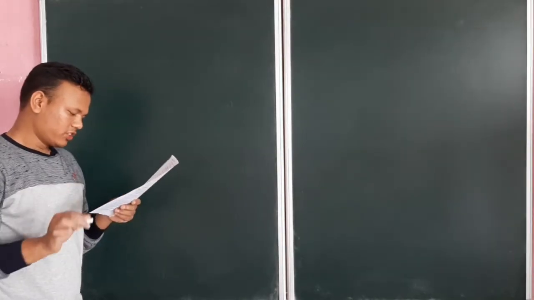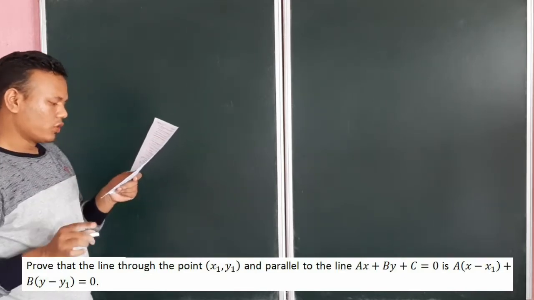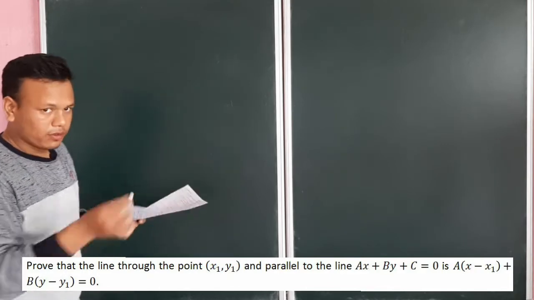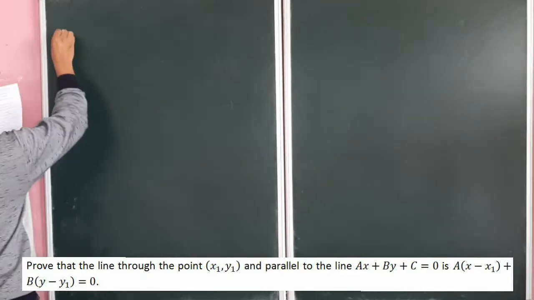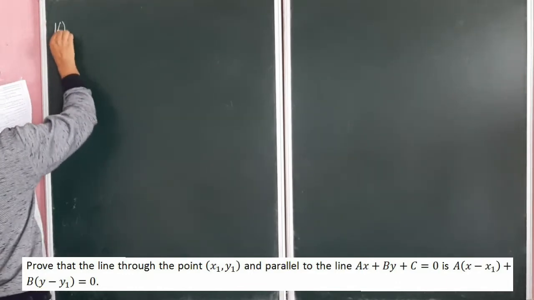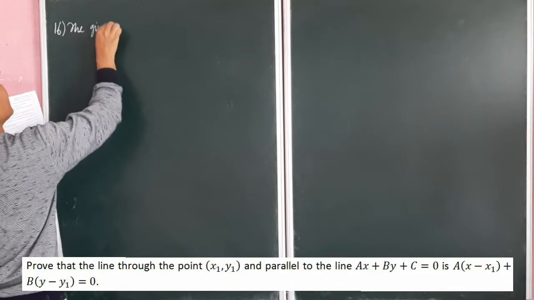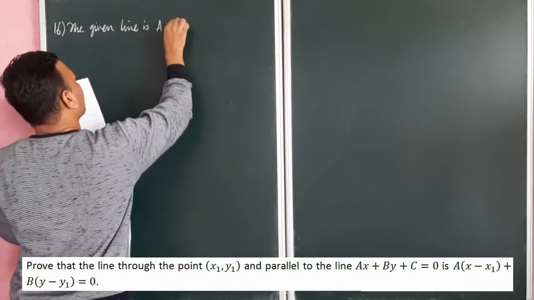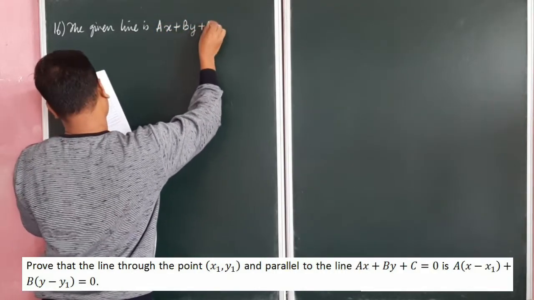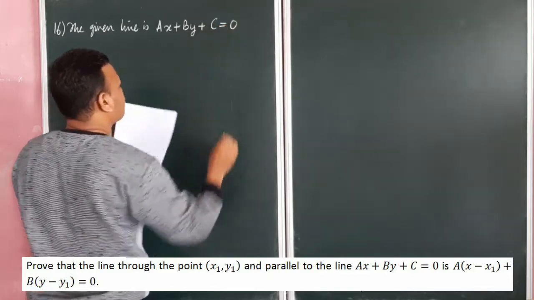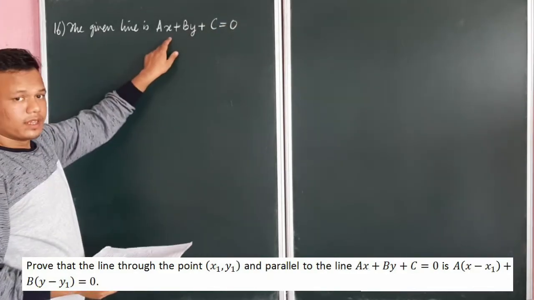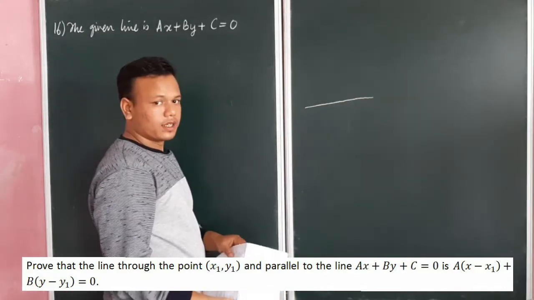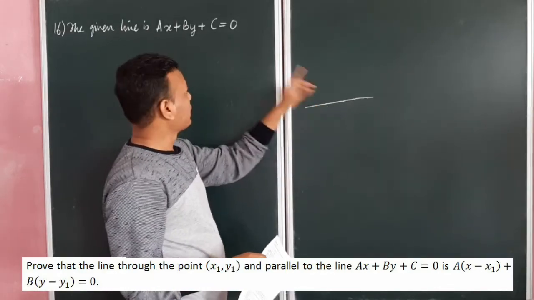Now let's take question number 16. Question 16 says, prove that the line through the point (x1, y1) and parallel to the line. Let me write whatever things are given. So the given line is this, and there's a line which is parallel to this line.